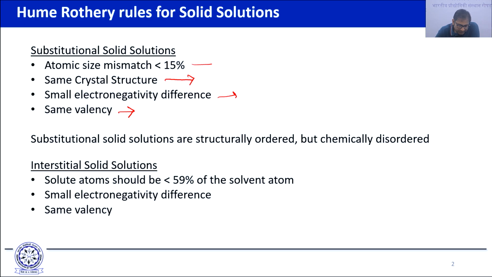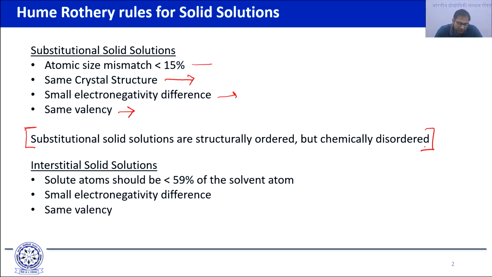Now, these substitutional solid solutions are what we call structurally ordered, meaning that they have lattice periodicity, but they are chemically disordered, meaning that there is no particular rule as to which atom is going to sit on which lattice point, and that's why they are called solutions rather than ordered compounds.